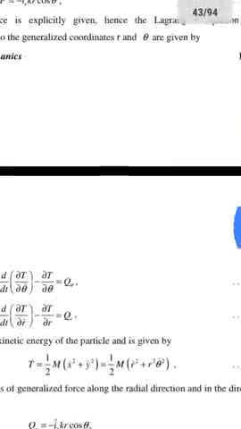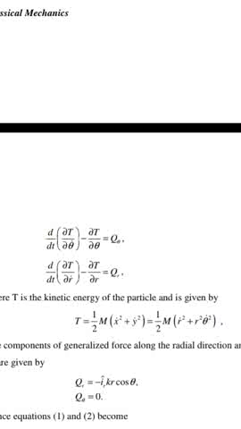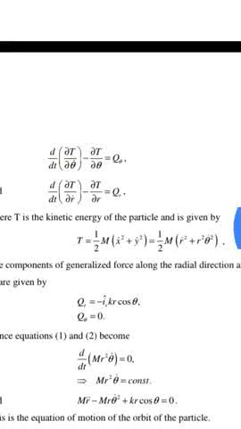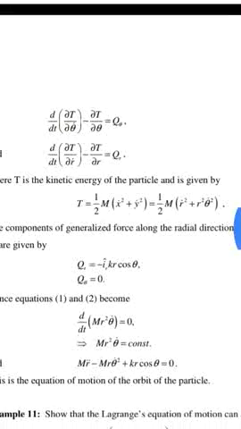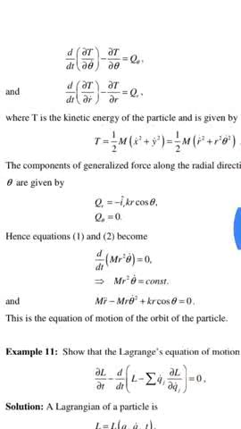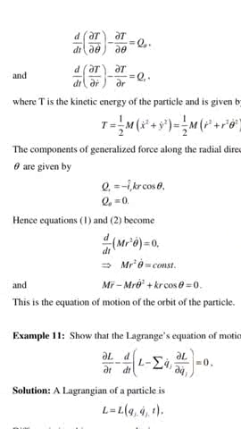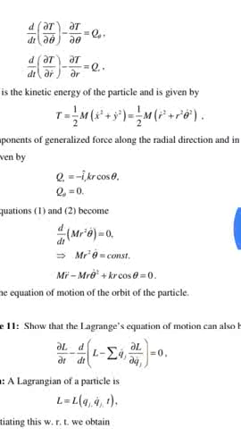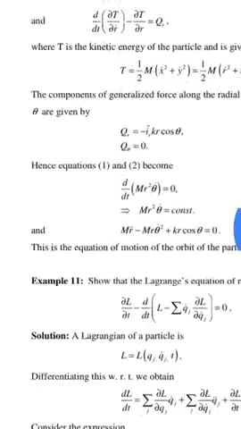given by d/dt of ∂T/∂θ̇ minus ∂T/∂θ is equal to Qθ, and d/dt of ∂T/∂ṙ minus ∂T/∂r is equal to Qr, where T is the kinetic energy of the particle and is given by T is equal to 1/2 m (ẋ² + ẏ²) is equal to 1/2 m (ṙ² + r²θ̇²).